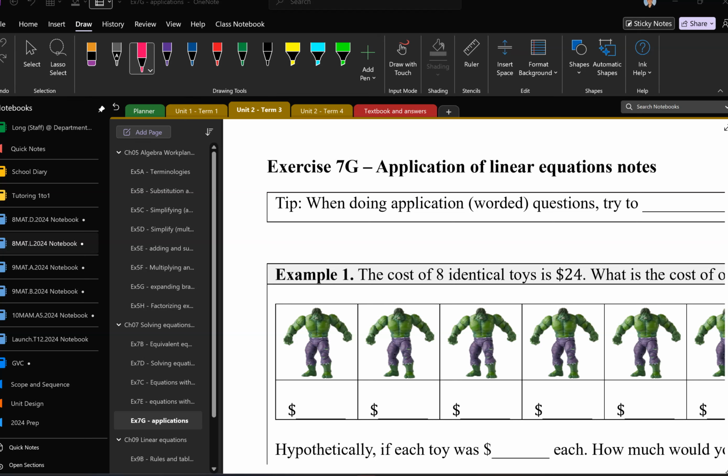All right, it's recording. Thank you. Let's begin. 7G.